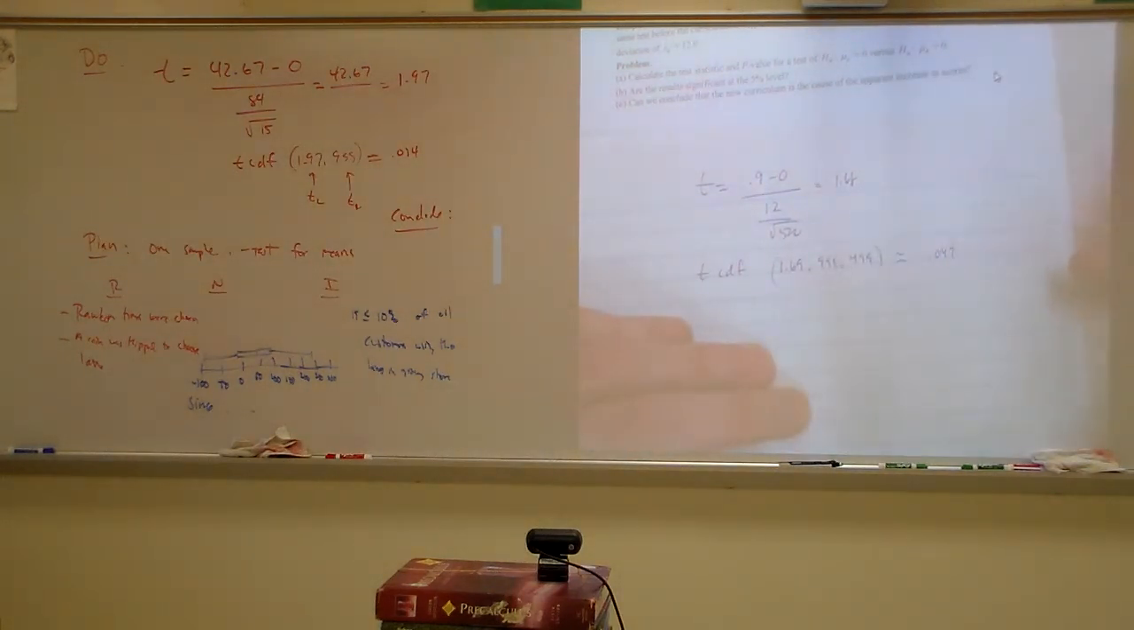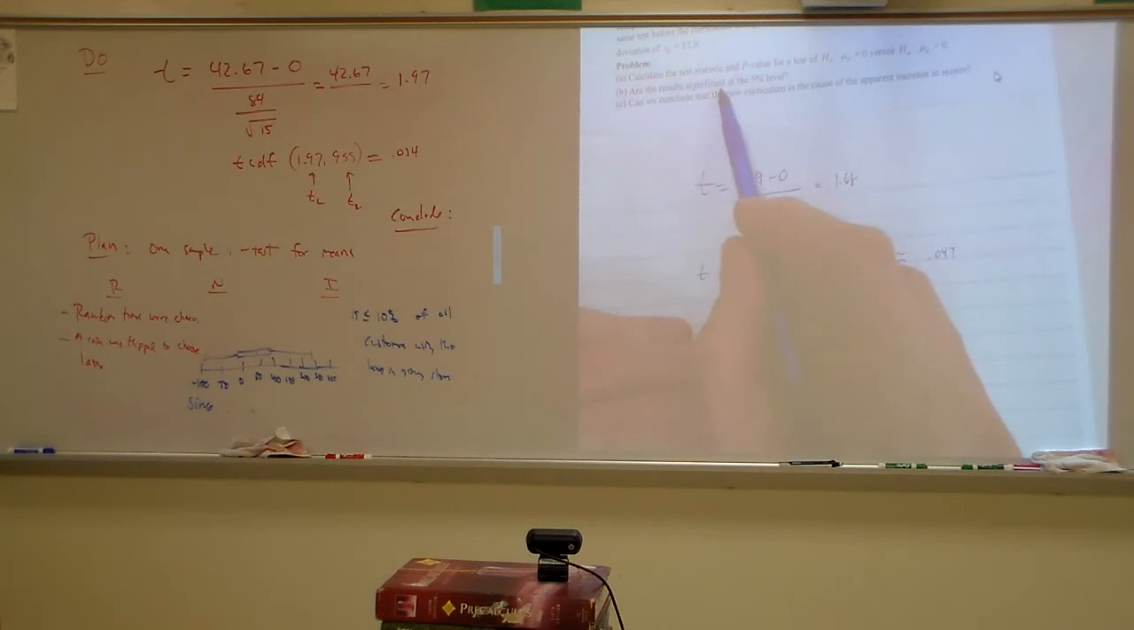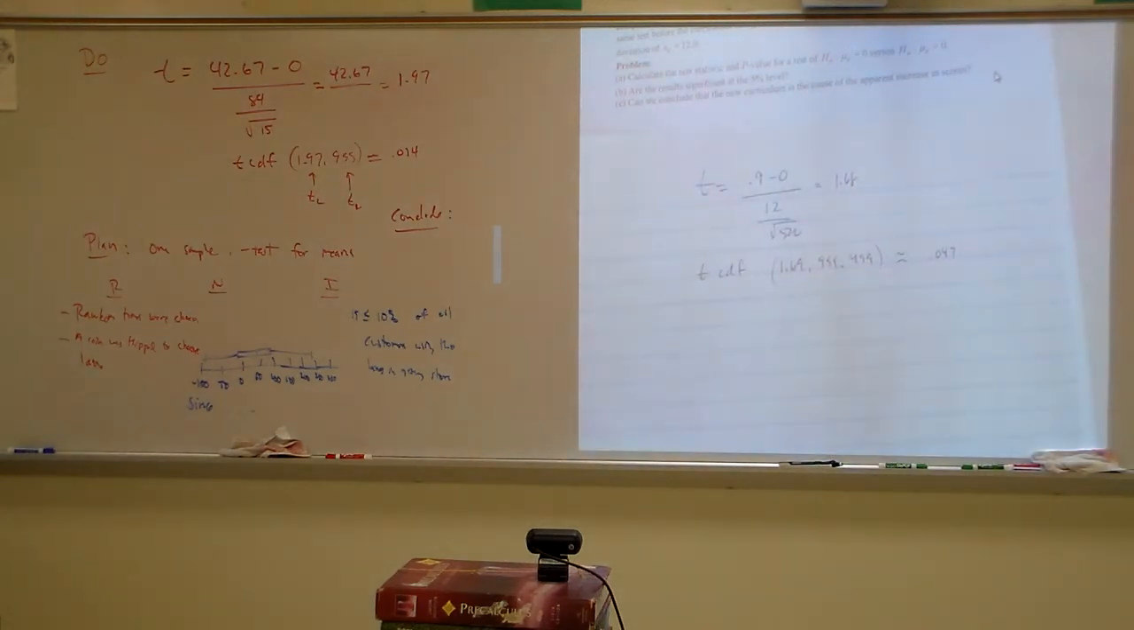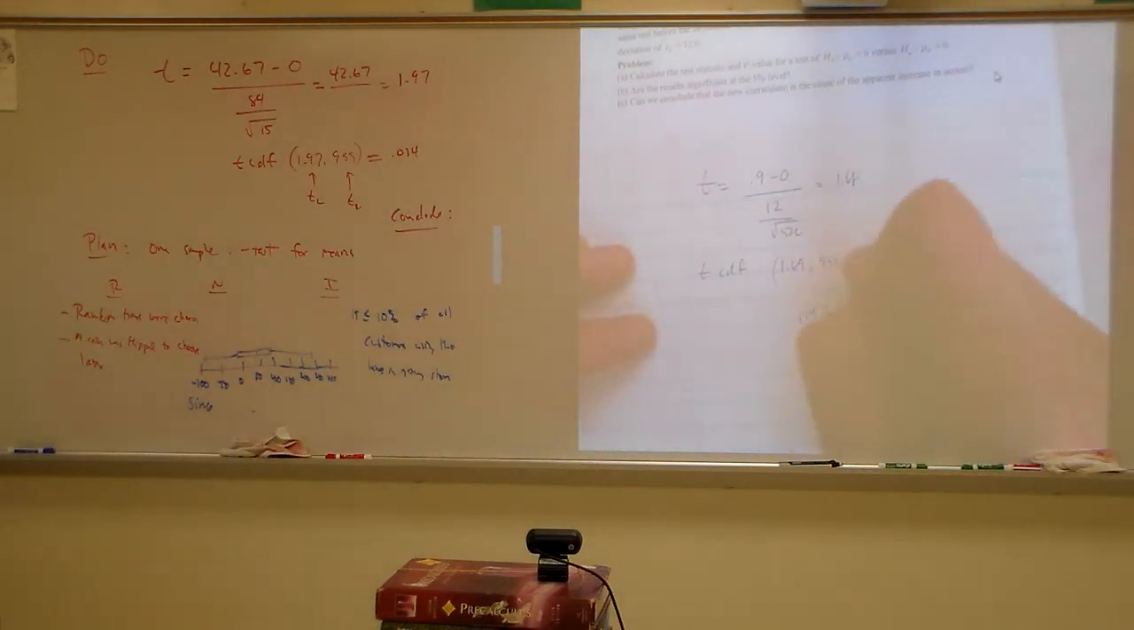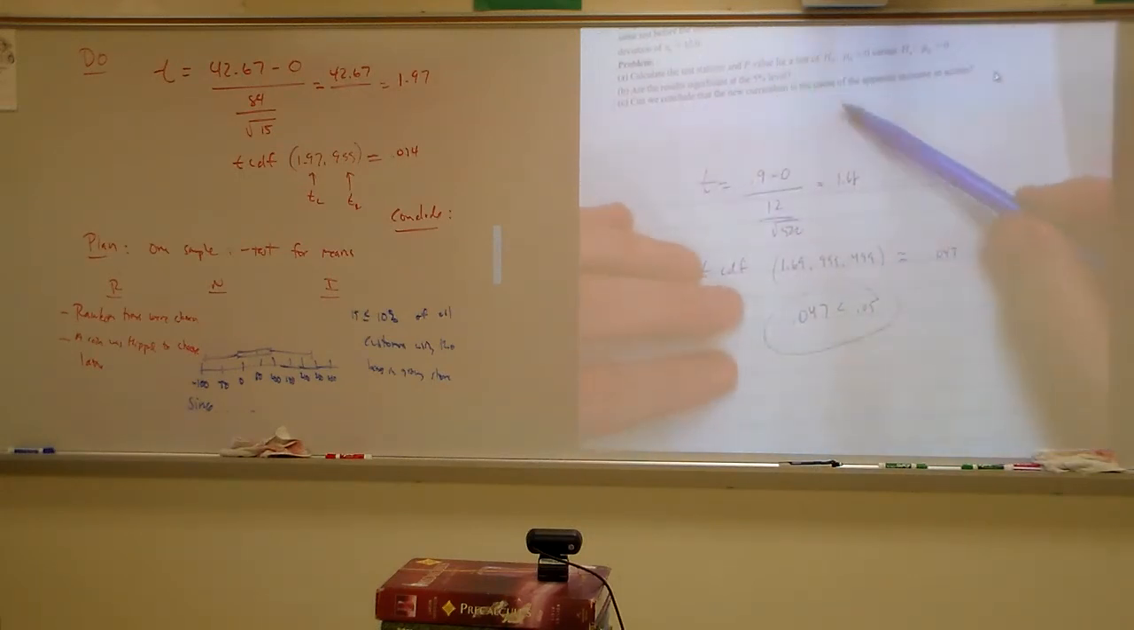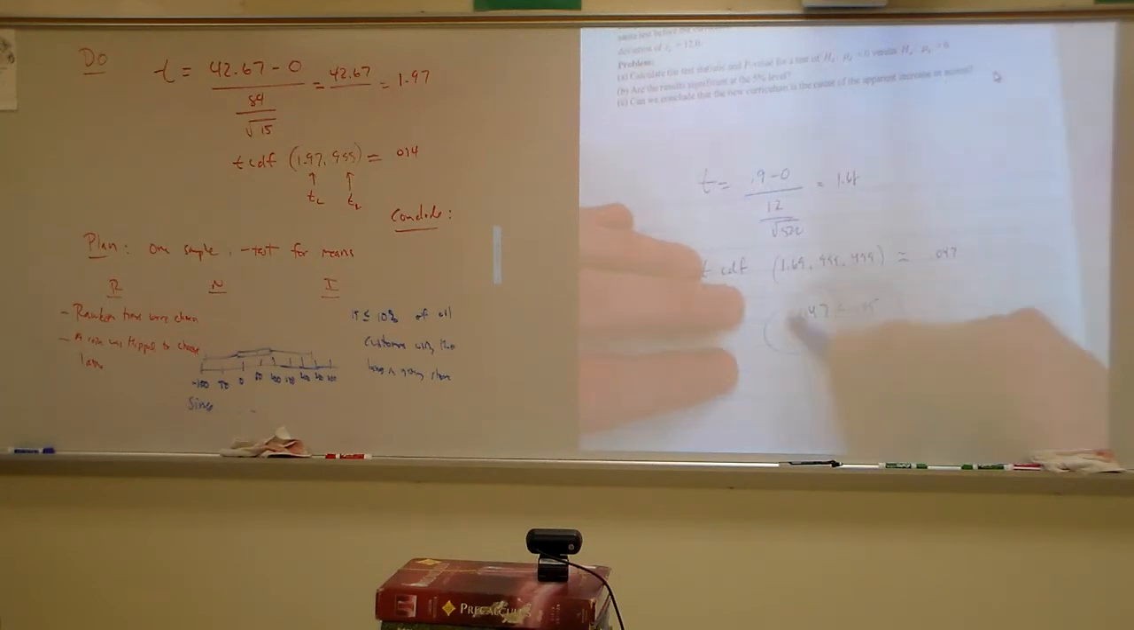0.047. So are the results significant at the 5% level? Yes. Okay, so 0.047 is less than 0.05, but it's pretty close. Okay? Can we conclude the new curriculum is the cause of the apparent increase in scores? No. How are you going to know that? It's too close.